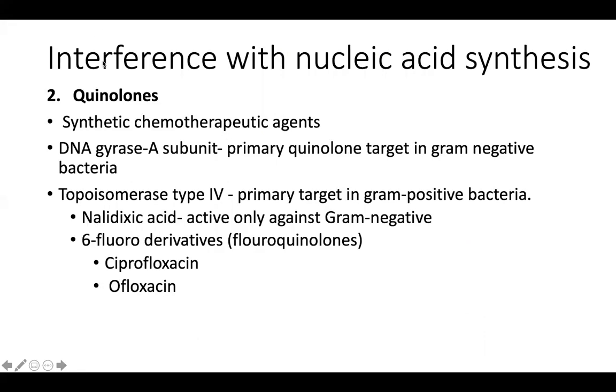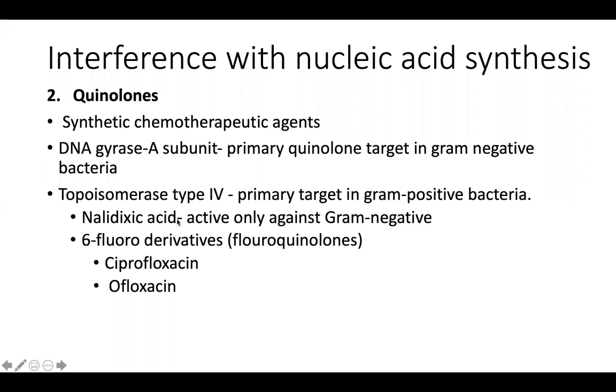Still looking at interference with nucleic acid synthesis, we have the quinolones. These are synthetic chemotherapeutic agents. Again, from biochemistry, remember the two enzymes, DNA gyrase and topoisomerase. DNA gyrase A subunit is a primary quinolone target in gram-negative bacteria, while topoisomerase type 4 is a primary target in gram-positive bacteria. Example: nalidixic acid.